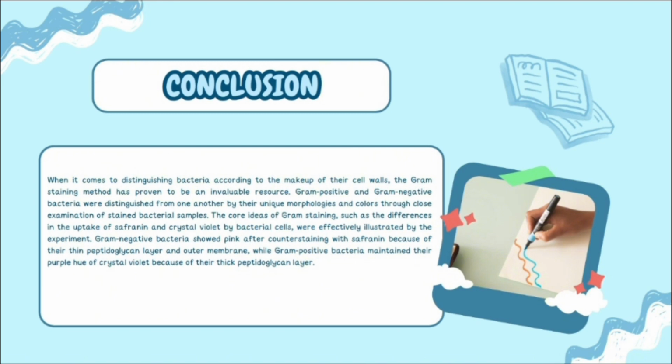Gram-negative bacteria show pink after counterstaining with safranin because of their thin peptidoglycan layer and outer membranes, while gram-positive bacteria maintain the purple-blue of crystal violet because of the thick peptidoglycan layer.